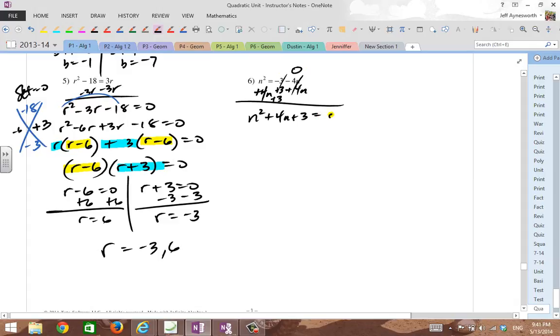Just read it from left to right. Learn how to train yourself right here. Look at this. n squared plus 4n plus 3. Just train yourself how to read it. And then play the factor game again. What two numbers multiply to 3? 1 times 3 is 3. And add to 4. Well, 3 is prime, right? So there's only one choice. 1 times 3 is 3, and 1 plus 3 is 4. This is easy. So you do some factor by grouping.